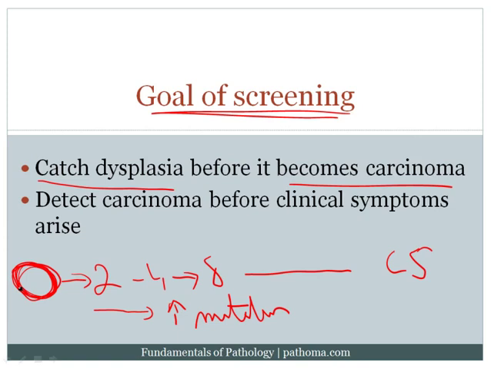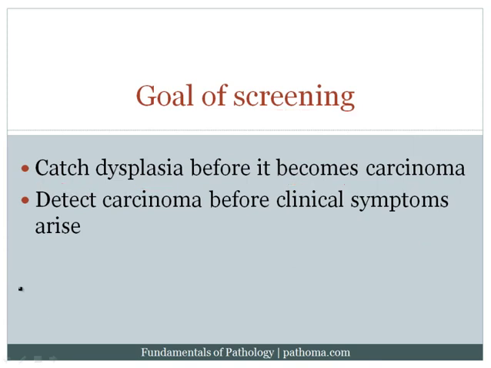And just note that the difference between dysplasia and cancer is that dysplasia has mutations, but it's reversible. But cancer has mutations, and it's irreversible, and it's growing in an unregulated manner. Okay, so that's one goal of screening. It's to catch dysplasia before it becomes carcinoma. Another goal of screening, a separate goal, is to detect carcinoma before clinical symptoms arise.